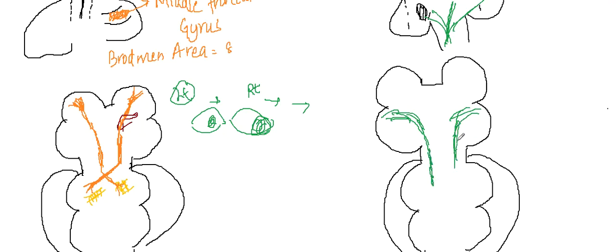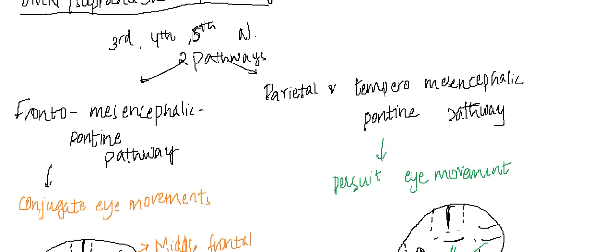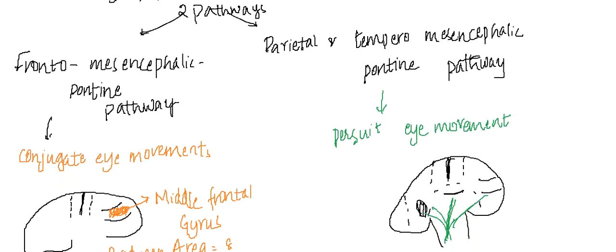So in the pons, at the level of the 6th nerve nucleus, they will join with the medial longitudinal fasciculus. For the bundle, I'll use this. This is the medial longitudinal fasciculus, and this is the other medial longitudinal fasciculus. So this pathway is called the parieto-temporal mesencephalic pathway.